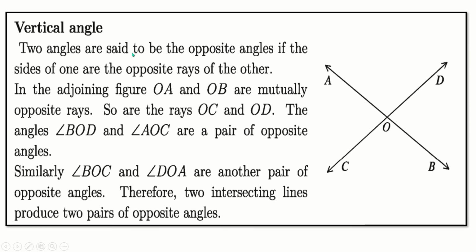Vertical angle. Two angles are said to be opposite angles if the sides of one are the opposite rays of the other. That means OA and OB are mutually opposite rays. Also OD and OC are mutually opposite rays. Clear?